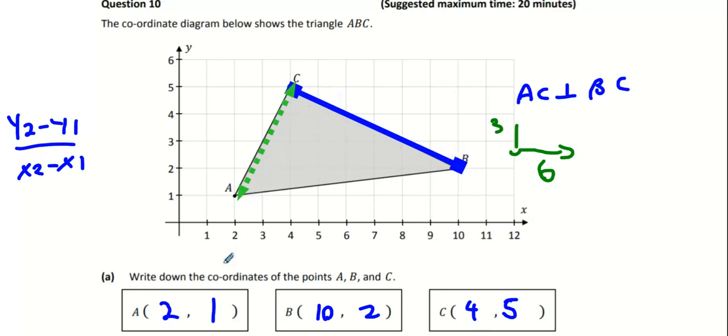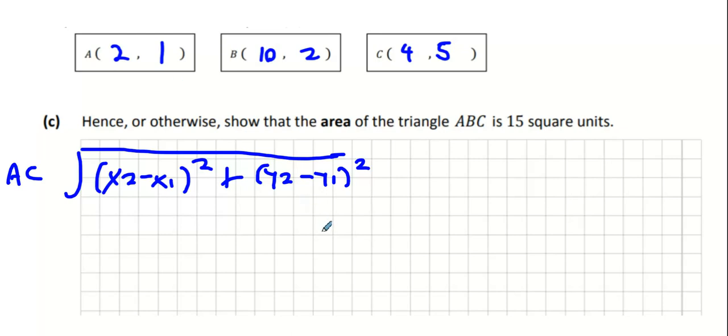Either one of them can be the base and either one of them can be the height. So it's just half the green line multiplied by the blue line, only because it's right angled. It doesn't work for non-right angled triangles. Now we're going to get BC as well. Okay, so let's start off with AC.